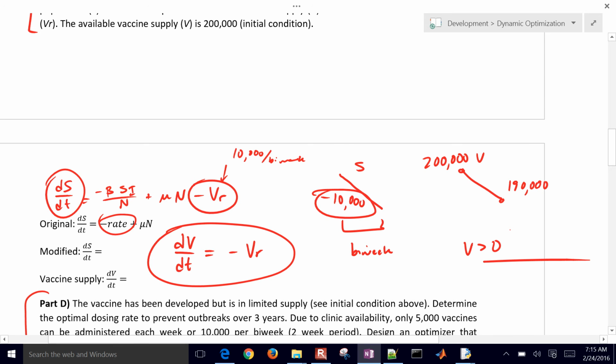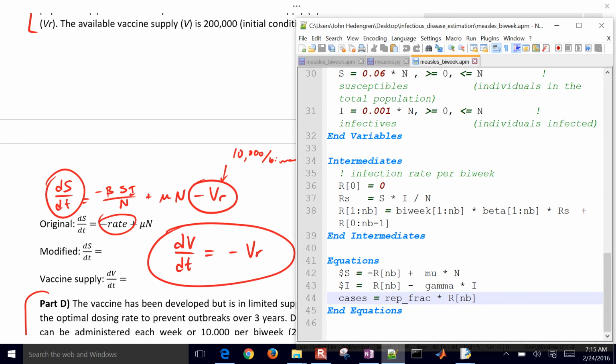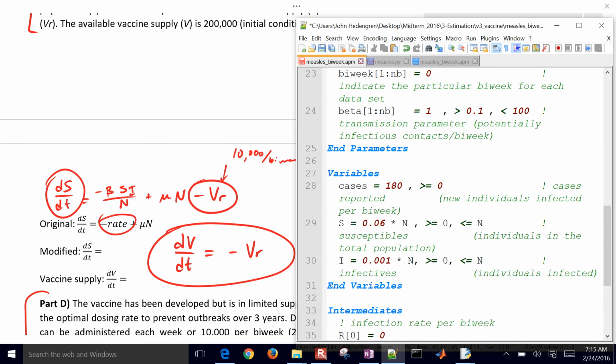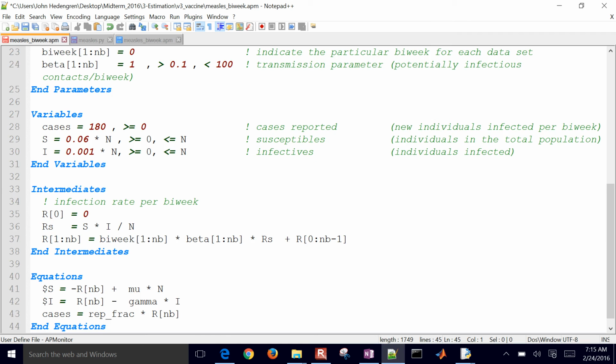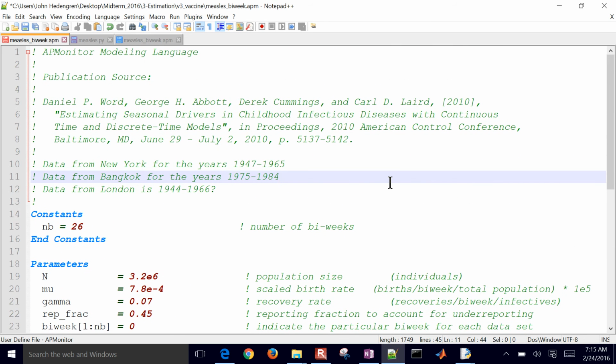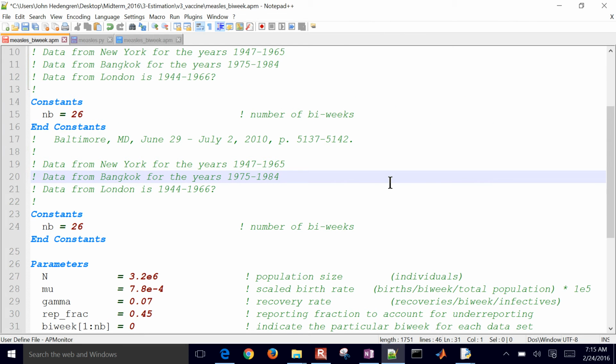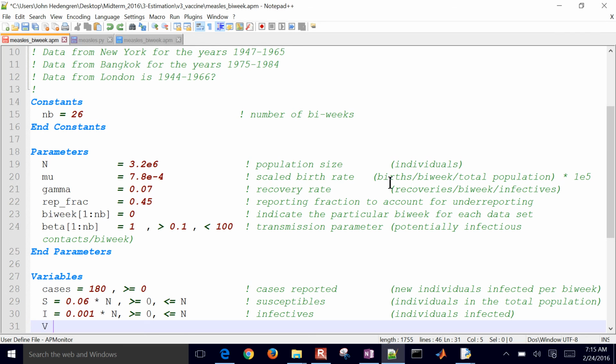Okay, so we're going to modify some of our files for this. We'll take our original model here and then modify it to include one new parameter, one new variable, and then 2 modifications to the equations. So we're going to first of all just have the vaccine supply, and that's going to be equal to 200,000 initially. That's our initial condition. And there's our vaccine initial supply is 200,000.